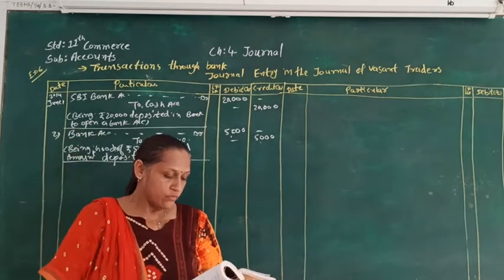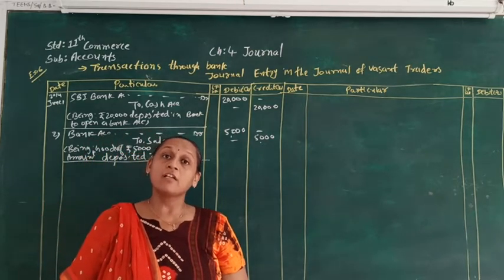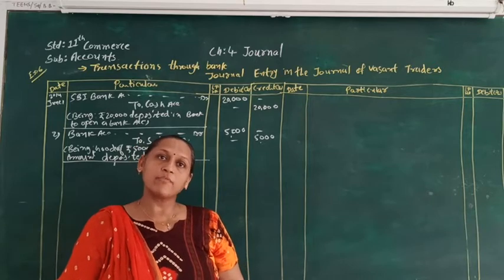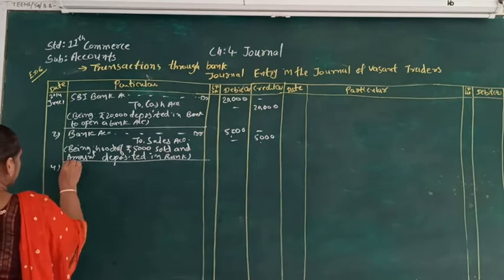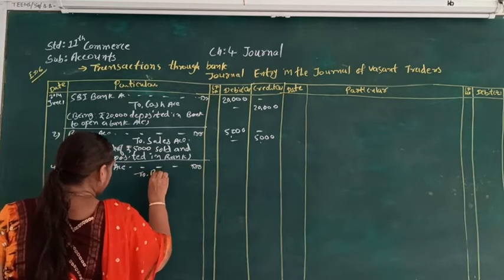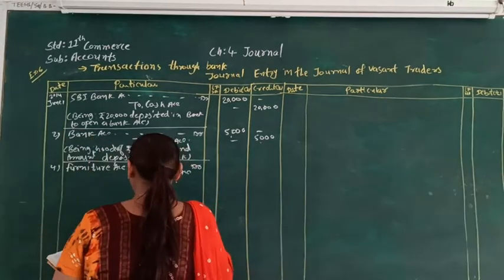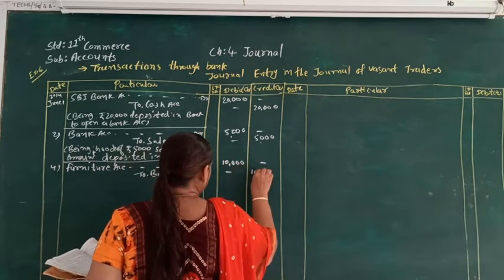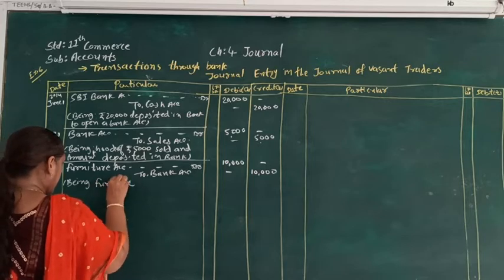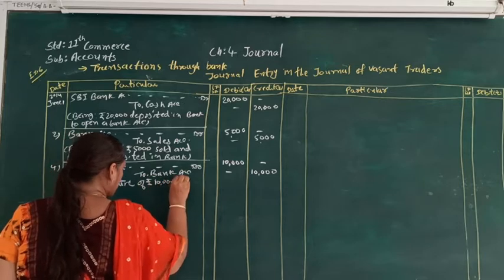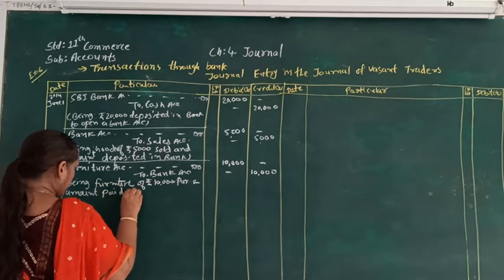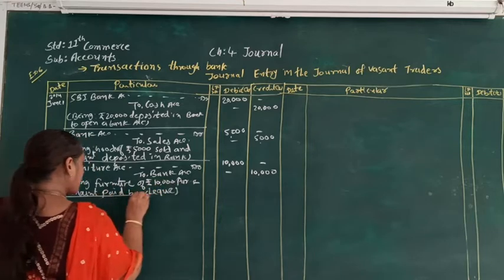That was the second transaction. Now let's see the third transaction. Furniture of rupees 10,000 is purchased. Payment made through check. Furniture is coming into the business, so furniture account debit, and the giver is the bank, so bank account credit. Our journal entry will be furniture account debit to bank account, and the amount will be 10,000. Being furniture of rupees 10,000 purchased and amount paid by check. So this was the journal entry.